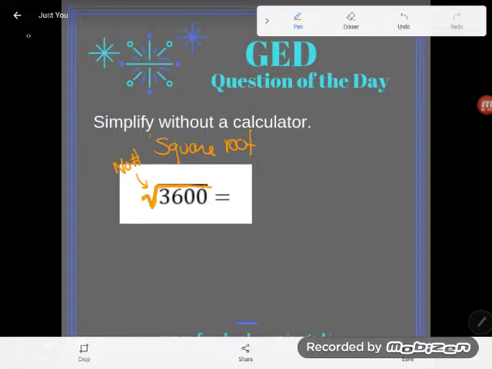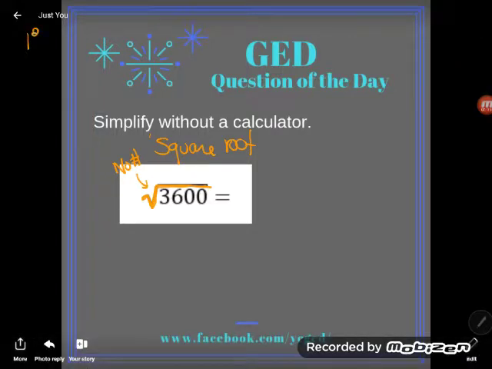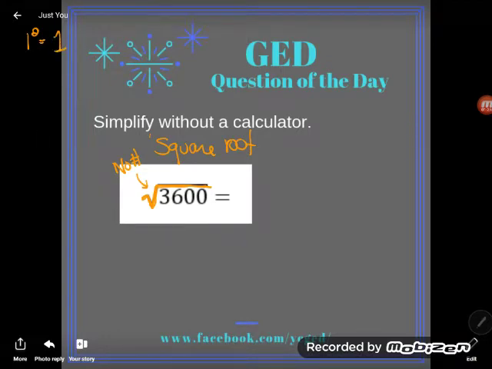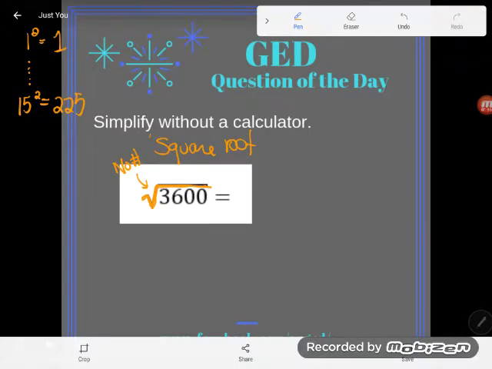So once again, I totally recommend that you have your squares from 1 squared, 1 times 1, which of course is 1, all the way up to 15 squared. 15 times 15 is 225. I hope that you have those memorized. Now you might be saying, Kate, 3,600 is way bigger than 225. How could memorizing my perfect squares help me in a case like this? Well, this is what I want you to notice.